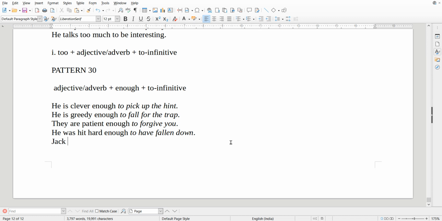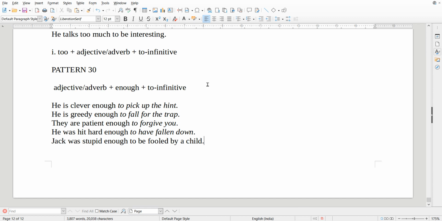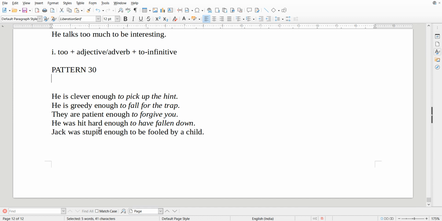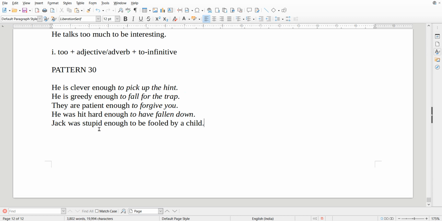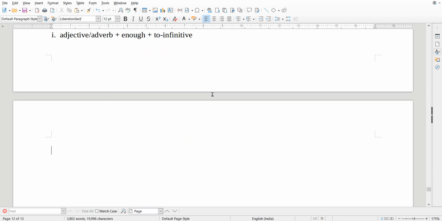Jack was stupid enough to be fooled by a child, for example. Okay, so the pattern, I've given you the pattern. Okay, this is the pattern. I'll look at three examples per pattern now because I don't have time. I'm running out of time.